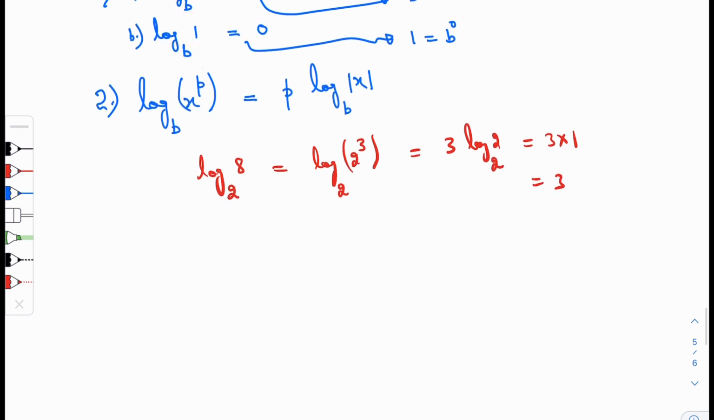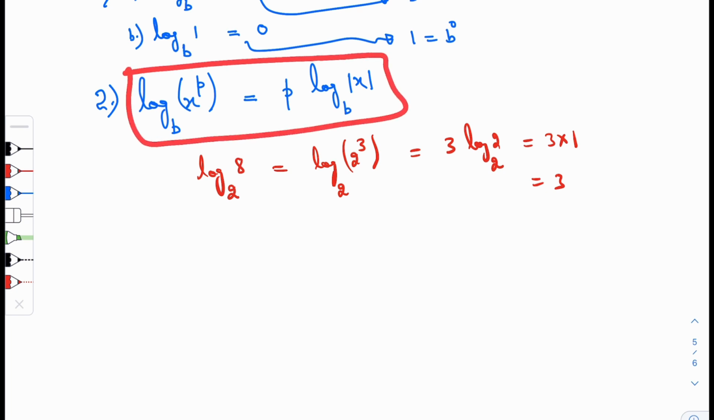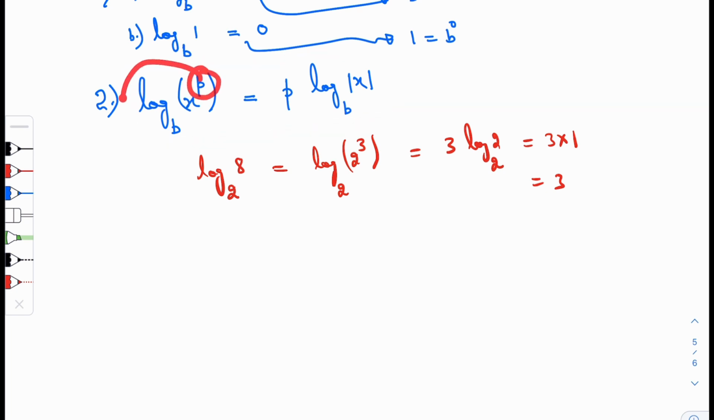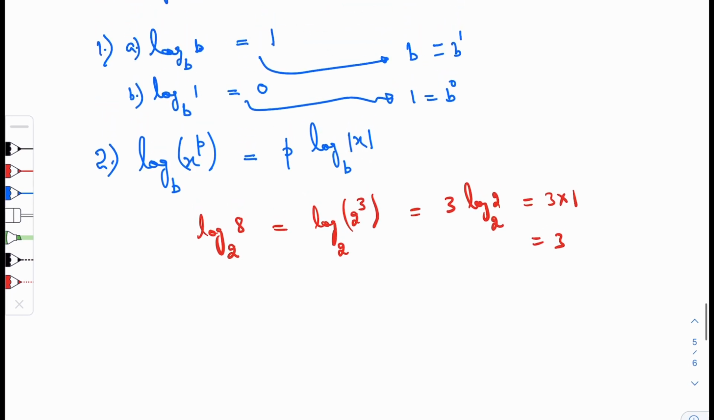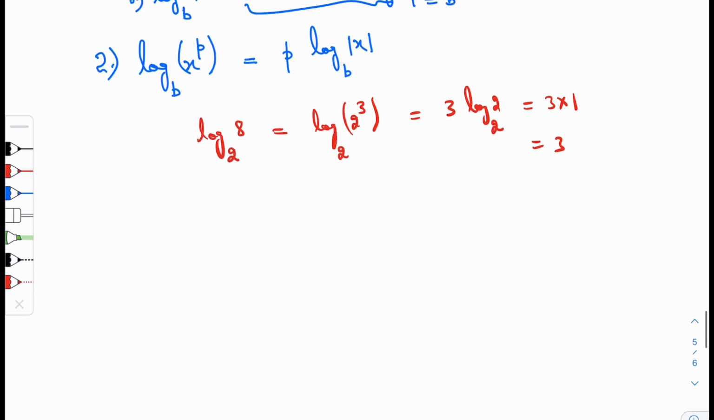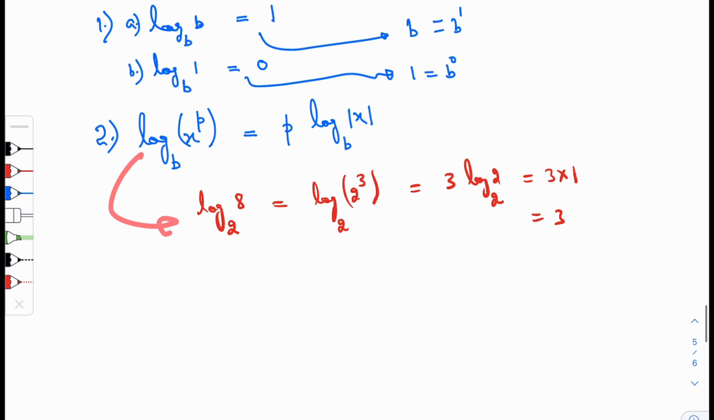And now we have another property wherein this power can be brought out. But we have to take care: if x is negative, then we have to put a modulus over here, and we have used this property in this computation. So let's bring up the product rule then.